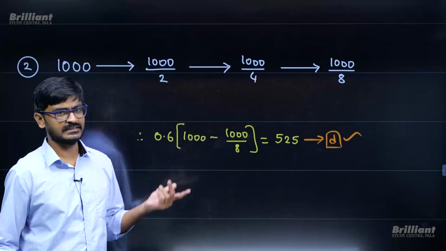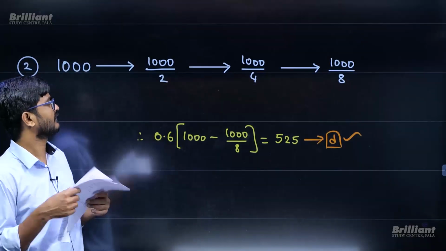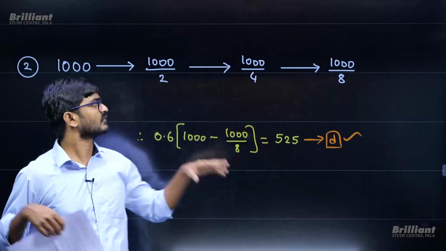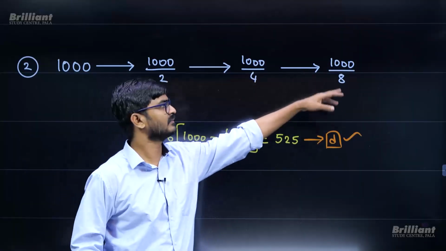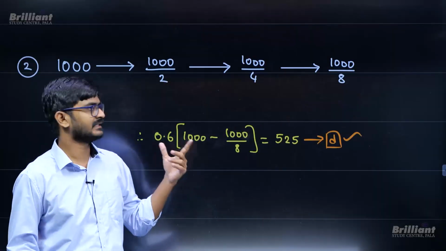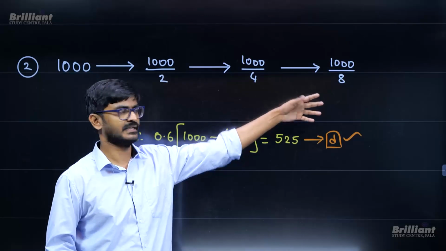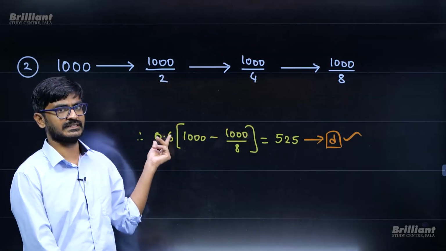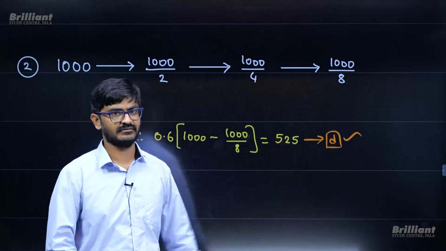So 20 minutes is the half-life, so in one half-life it is going to become half, in the next half-life it is going to become half again, so that's 20 minutes, 20 minutes, 20 minutes. In 1 hour it is going to become 1000 by 8. So how many are decayed? 1000 were initially there, now the available ones are 1000 by 8, so how much is decayed? This much, but out of that only 0.6, that is 60%, is alpha decay, that is 525, right?